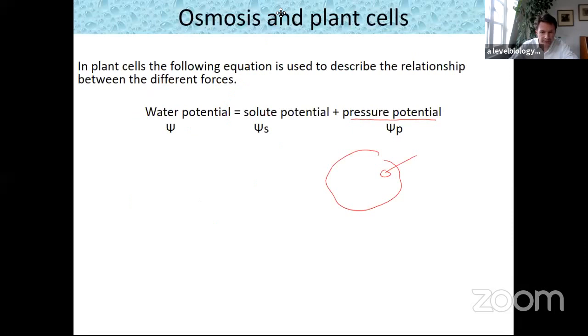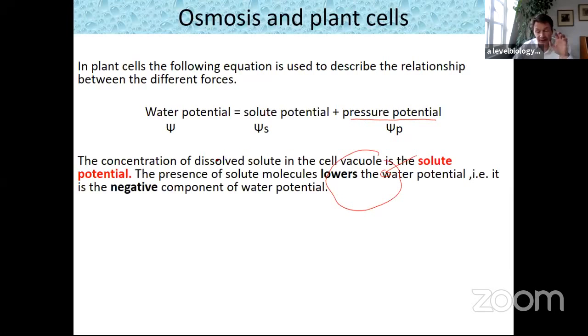Okay, let's keep going. So we've got pressure potential, which is the pressure applied by the cell wall back onto the contents. The concentration of dissolved solutes in the cell vacuole and in the cell cytoplasm is the solute potential. This lowers the water potential, i.e. it's the negative component. The solute potential is always negative, and pressure potential is always positive.